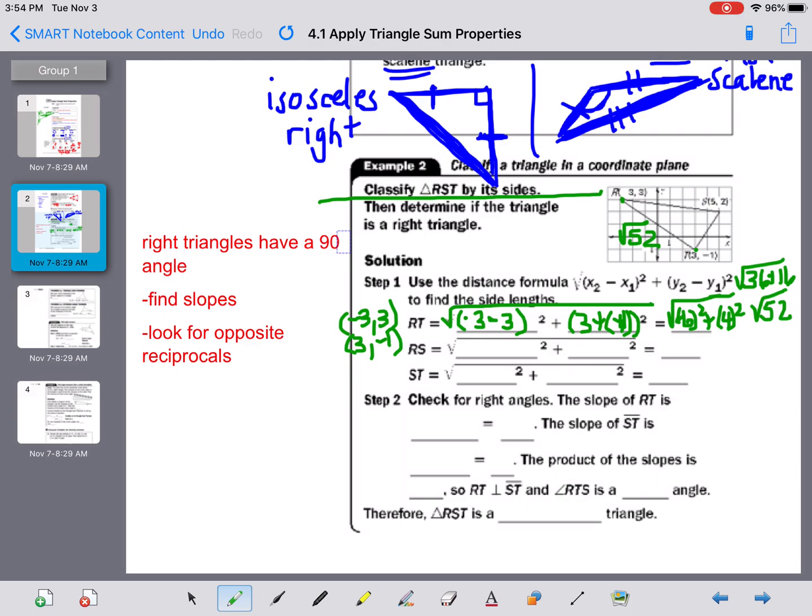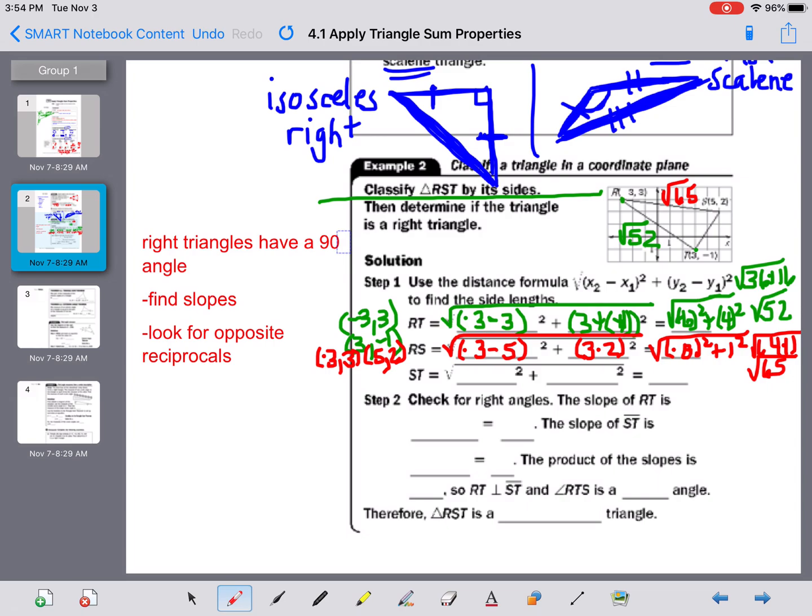All right, moving on to the second side. I'm going to change colors so I can do this a little clearer. RS, R is negative 3, 3, and S is 5, 2. All right, so same idea, different numbers, subtract those x's. Negative 3 minus 5. For the y's, subtract those y's, 3 minus 2. All right, negative 3 minus 5, that's going to be negative 8. 3 minus 2 is 1. Parentheses first, exponents next. Negative 8 squared is 64. 1 squared is 1. 64 plus 1 is 65.